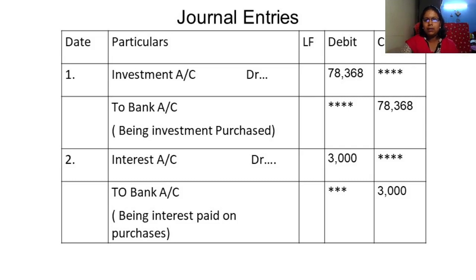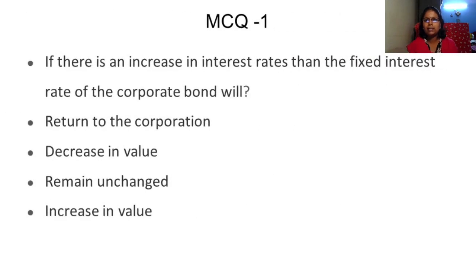Now after this, let us see some of the multiple choice questions, how you answer them. If there is an increase in interest rate, then the fixed interest rate of the corporate bond will return to the corporation: decrease in the value, remain unchanged or increase in the value. Suppose you have an investment and the rate of interest is increased. It's a fixed investment. Suddenly the rate of interest is increased. What will happen? This is the question. It will decrease in the value. That is the answer.